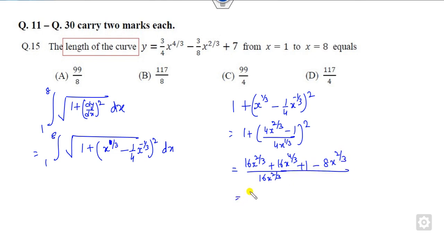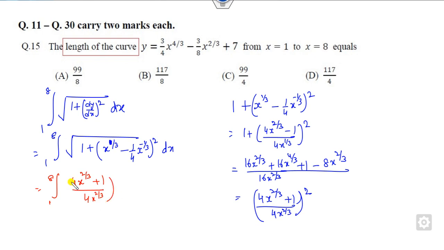Now you can see in the numerator, it's clearly the expression of x 2 by 3 plus 1 upon 4x 2 by 3 whole square. Now you have to take the square root of this. So what is the answer of this? It's 4x 2 by 3 plus 1 upon 4x 2 by 3. Now what is the integration of this?